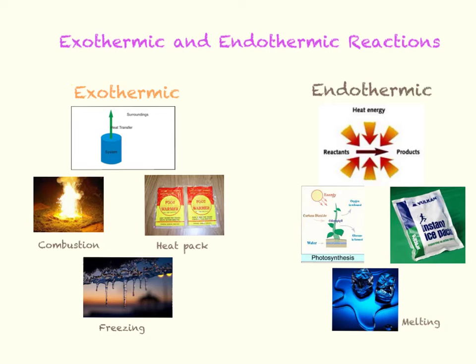So on your test, you'll just be asked to recognize whether something's exothermic or endothermic by examples, and give some examples yourself. You'll also need to understand that for an exothermic reaction, the products have less energy than the reactants, which is why the heat is released and why you get a temperature increase. And that for endothermic, the products have more energy, which is why energy is taken in from the environment, causing cooling down.